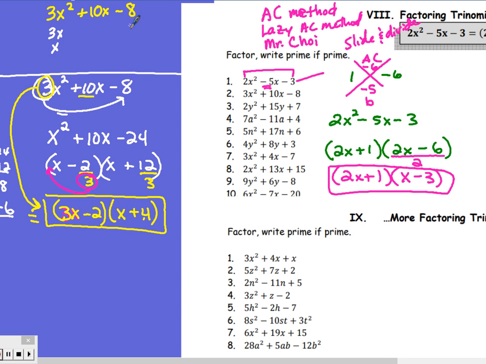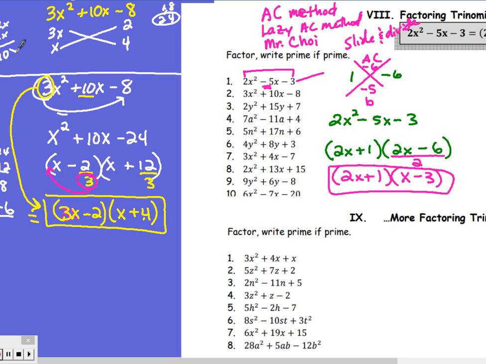And what times what is 8? Well, I could go with 1 and 8 or 2 and 4. I always go with the middle one first, so 2 and 4. All right, so I'm just guessing. I could have put the 4 there and the 2 there. I'm not sure which one is going to work. All right, so I do a crisscross multiply. And really what that is, it's checking the inners and the outers. So 3x times 4 is 12x, and x times 2 is 2x. And I want them to add up to 10.